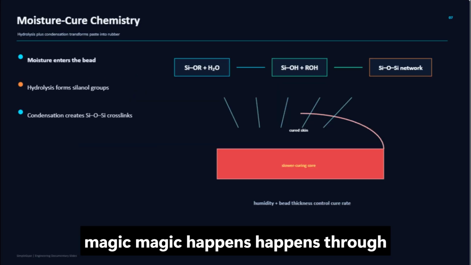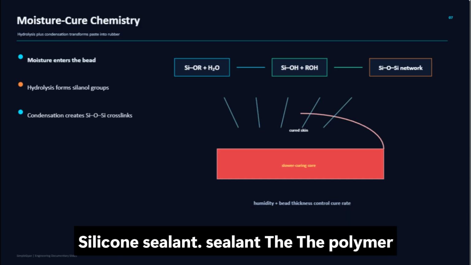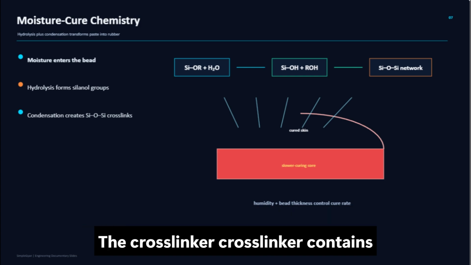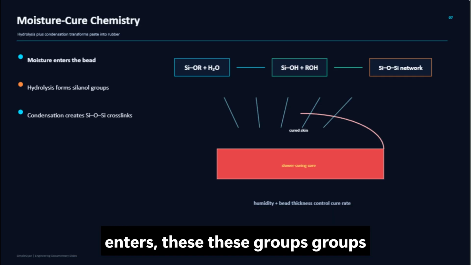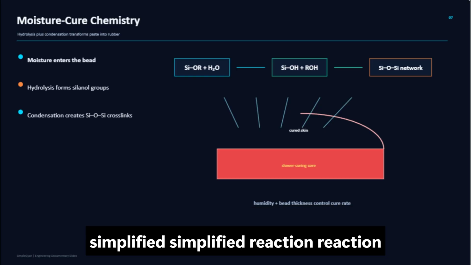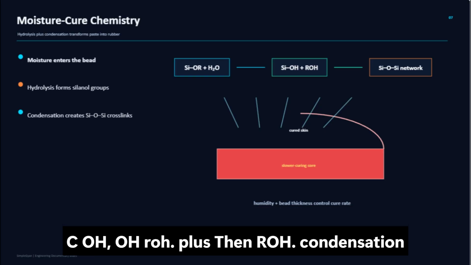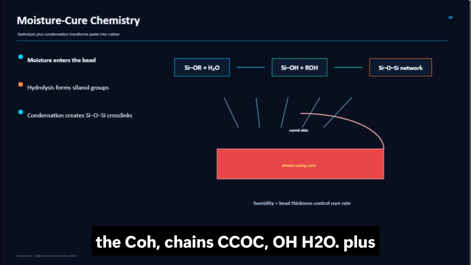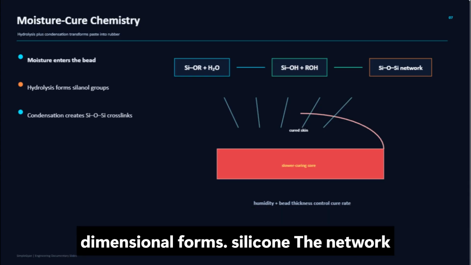The magic happens through hydrolysis and condensation. In a moisture cure silicone sealant, the polymer chains have reactive end groups. The crosslinker contains hydrolyzable groups. When atmospheric moisture enters, these groups hydrolyze and form silanol groups. A simplified reaction is Si-OR plus H2O gives Si-OH plus ROH, then condensation links the chains: Si-OH plus HO-Si gives Si-O-Si plus H2O. Gradually, a three-dimensional silicone network forms.